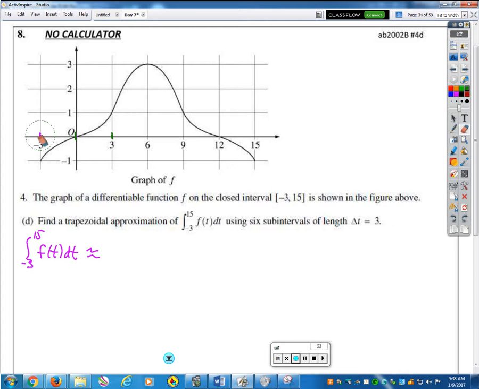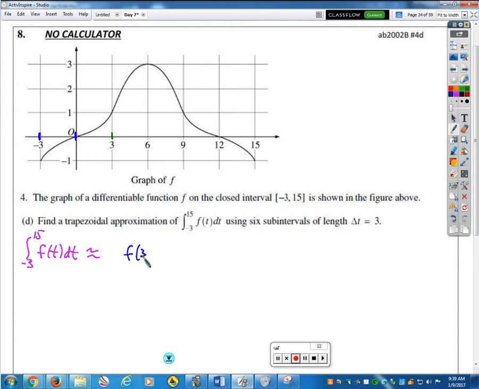Get a pen. 2 for Deborah. So when I'm doing a trapezoidal approximation, I go to that first subinterval, and I pick the value of time on the left and the value of time on the right. Okay? So I'm going to take f of -3.